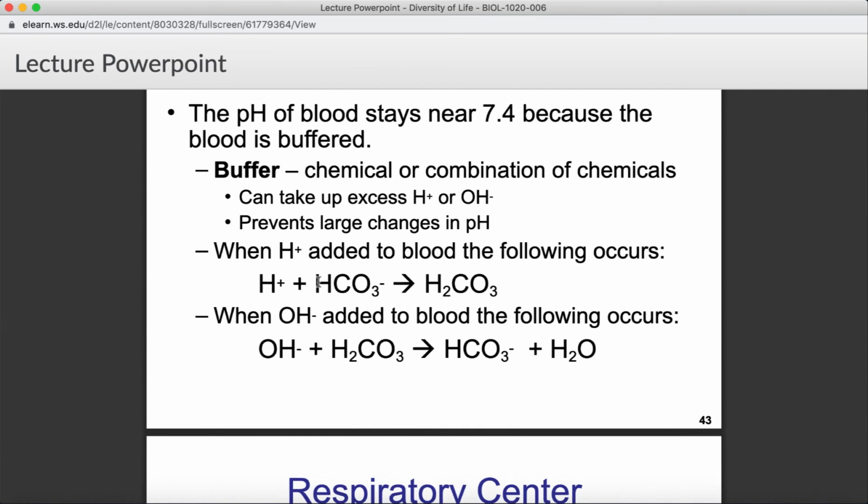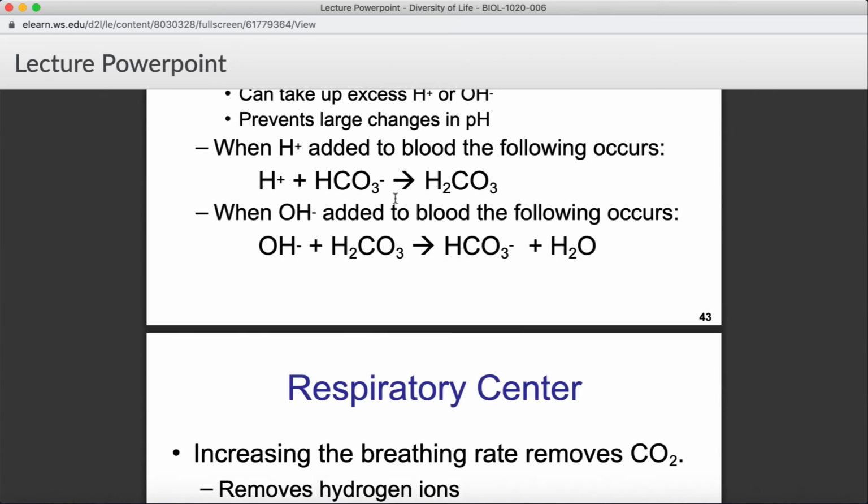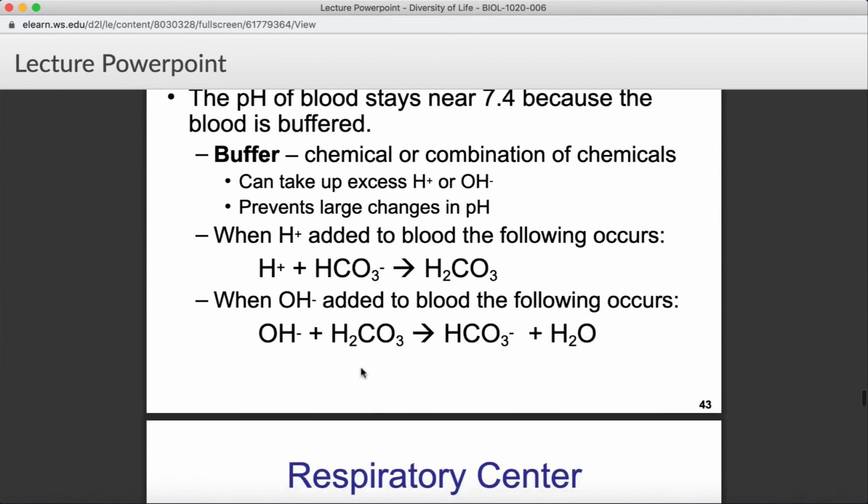So the best one for this is bicarb. Well, actually bicarb is not individually the best, but it is the most abundant. So you can exchange a lot of hydrogen or hydroxy through bicarb to maintain a stable pH. There are other buffers like hemoglobin that are a lot closer to your 7.4, but there's just so much bicarb around, it does the majority of the work.